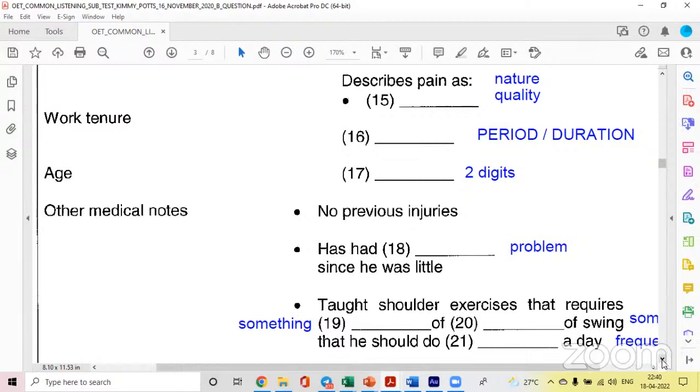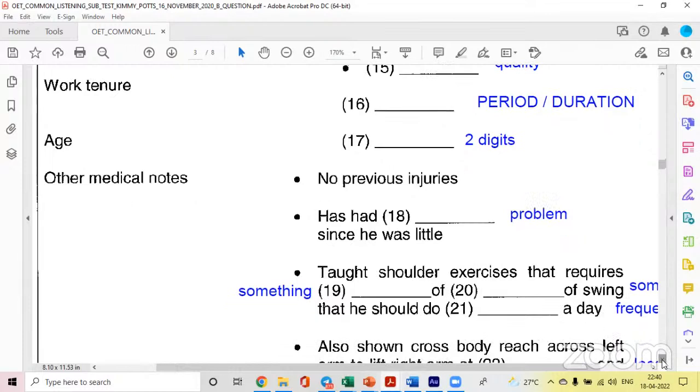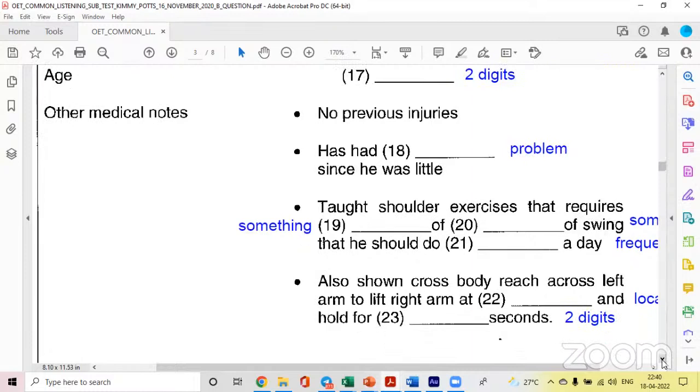Okay. What about your medical history? Any related injuries before? No, nothing. I mean, I've been diabetic since I was little. The diabetes that means that I have to have insulin injected into me every day in my tummy. But I don't know if that will affect my shoulder. Other than that, nothing else.